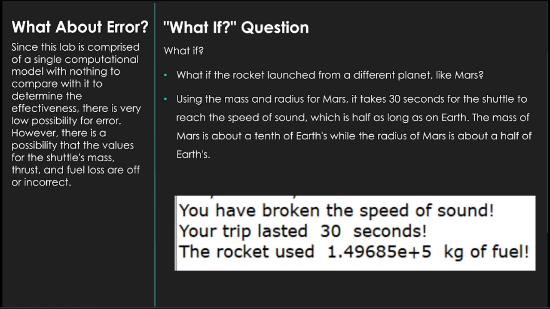What if question? What if the rocket launched from a different planet, like Mars? Using the mass and radius for Mars, it takes 30 seconds for the shuttle to reach the speed of sound, which is half as long as on Earth. The mass of Mars is about a tenth of Earth's, while the radius of Mars is about half of Earth's. For the simulation on Mars, the trip lasted 30 seconds, which is about half of the Earth simulation.